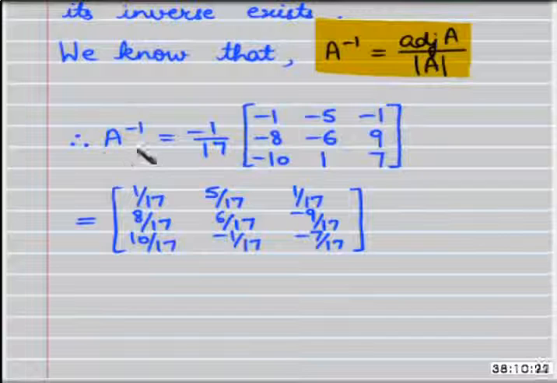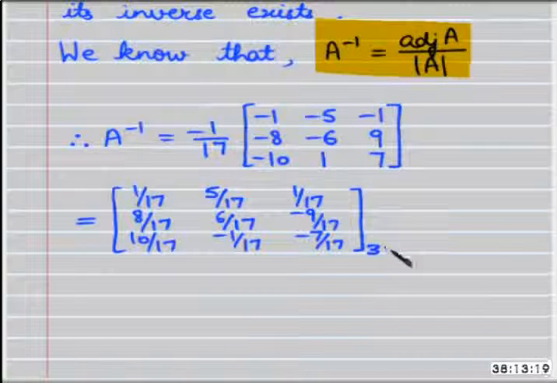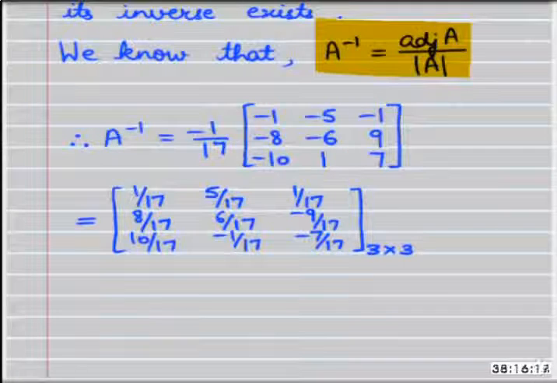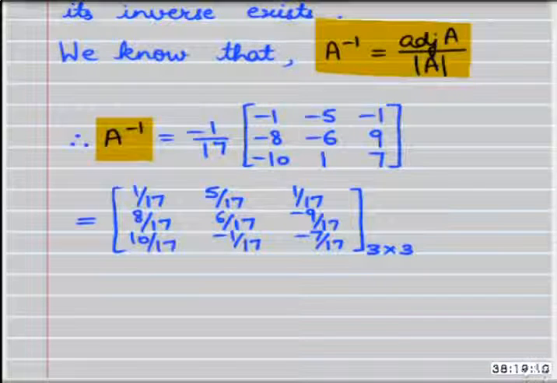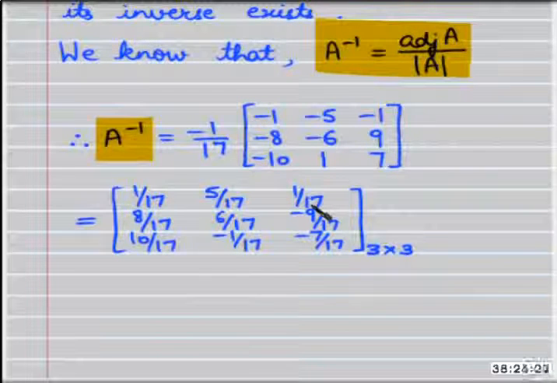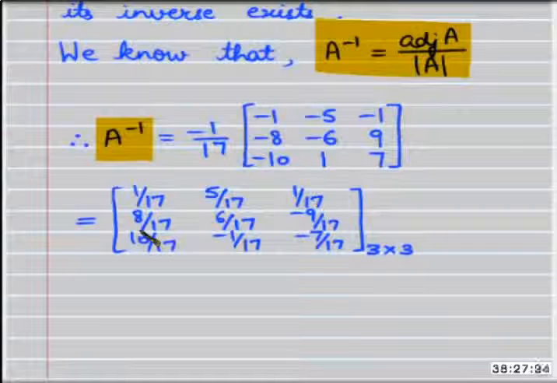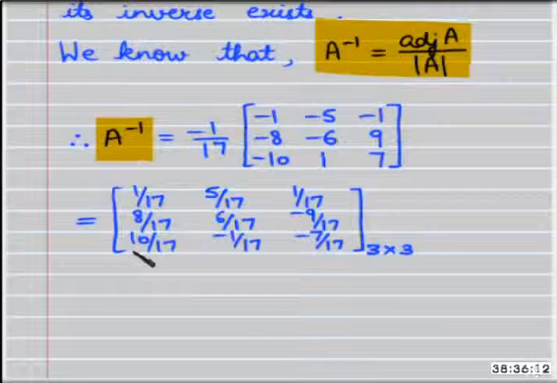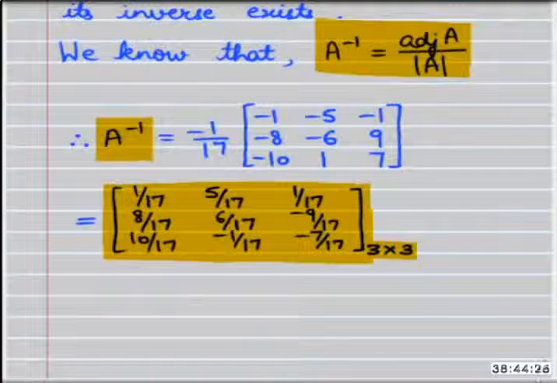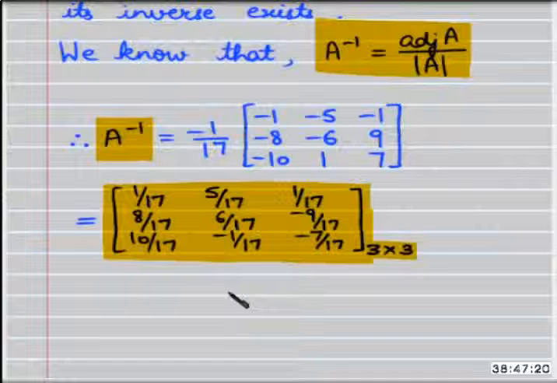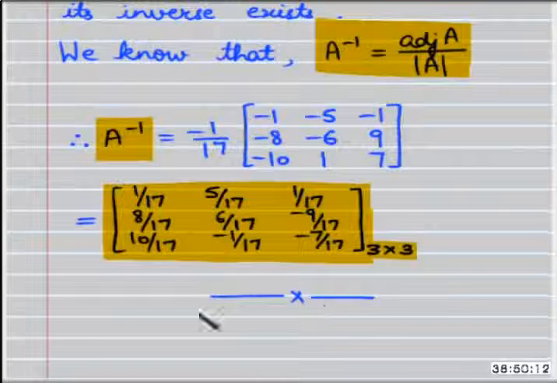Therefore, here A inverse is a 3 by 3 order square matrix whose first row elements are 1 by 17, 5 by 17 and 1 by 17. Second row elements are 8 by 17, 6 by 17 and minus 9 by 17. And third row elements are 10 by 17, minus 1 by 17 and minus 7 by 17. Which is the required solution.